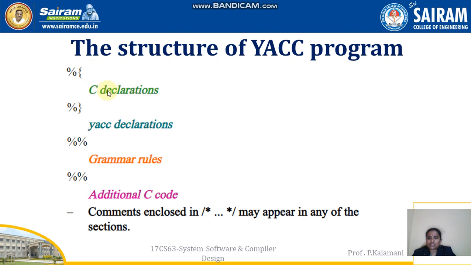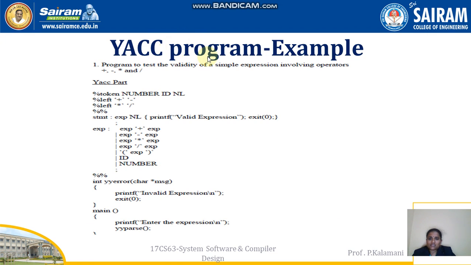In the declaration part, again that should be specified with percentage opening bracket and percentage closing bracket. All C declarations should be specified, along with some YACC declarations, such as token declarations. Then grammar rules should be specified. Then additional C code. This is an example YACC program to check whether an arithmetic expression is valid or not. First we have the YACC part. Here there is no C declaration part.